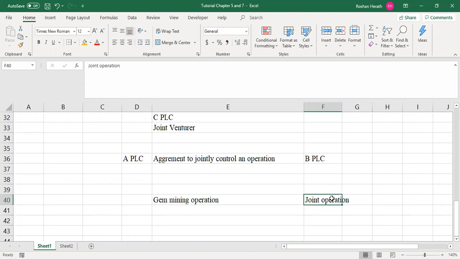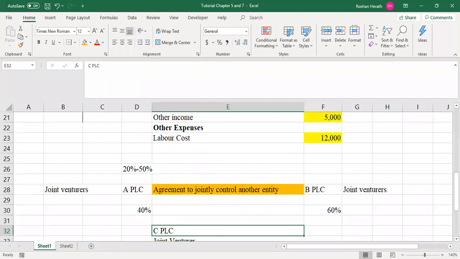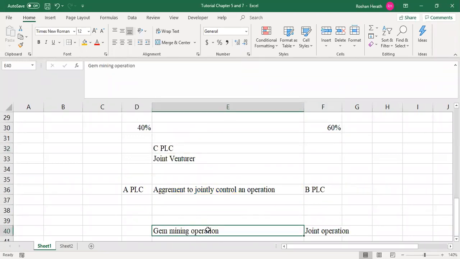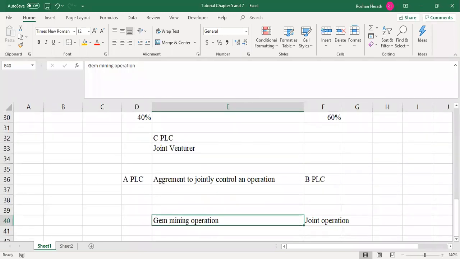Earlier it was a joint venture. The distinguishing feature is that there they have an established business. But here, there is no established business. It's just an operation. Or APLC and BPLC may come into a kind of agreement to build a ship.